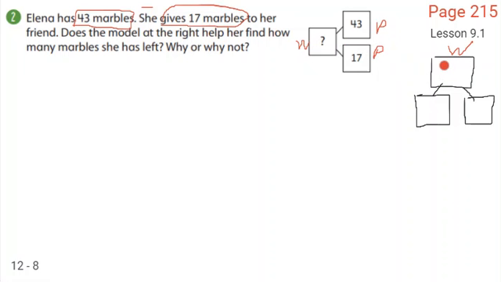So 43 should be right here, and 17 should be right here. Explain why this model will not work. I gave you a big hint here. You should be able to do this. Let's move on to page 216. Again, these are practice problems that you should do at home.